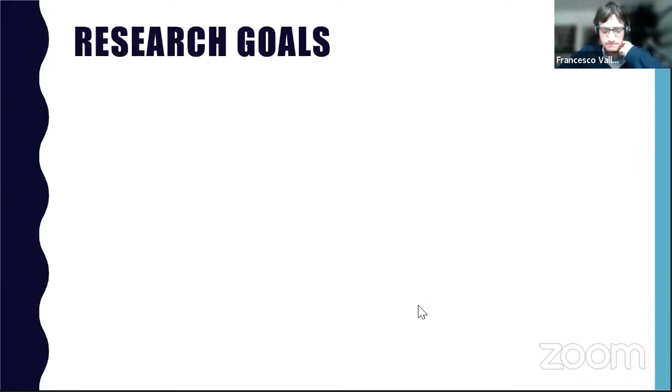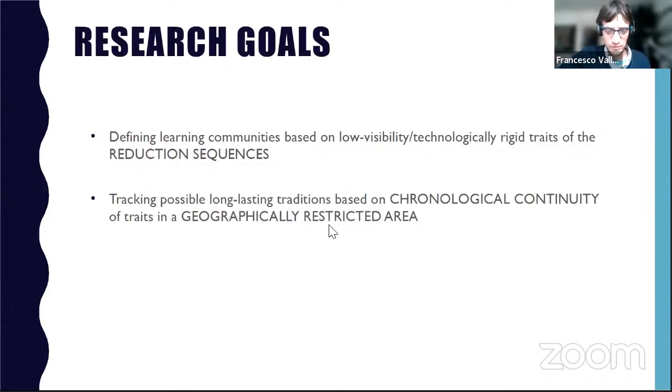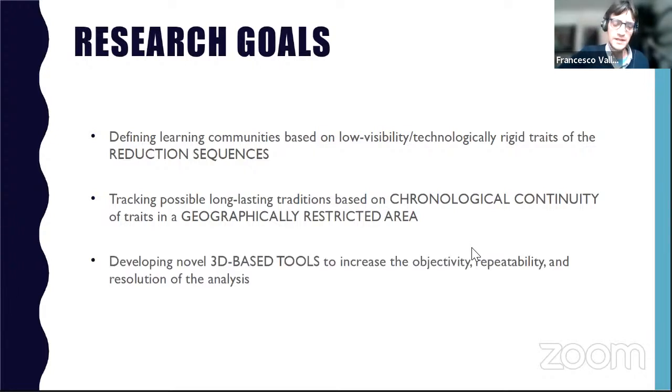In our specific project, we decided to focus on the more technologically rigid and low visibility traits of the reduction sequence and to use them to track specific learning communities. To track the possible continuity in the population of an area by a single community, we decided to focus on a geographically restricted area that was inhabited during different stages of the terminal Paleolithic. And in this context, we developed a series of novel 3D-based tools to increase the objectivity and repeatability of the resolution of our analysis.